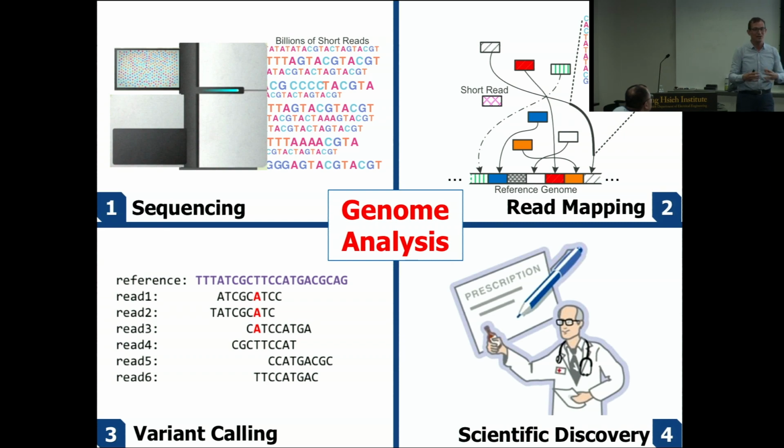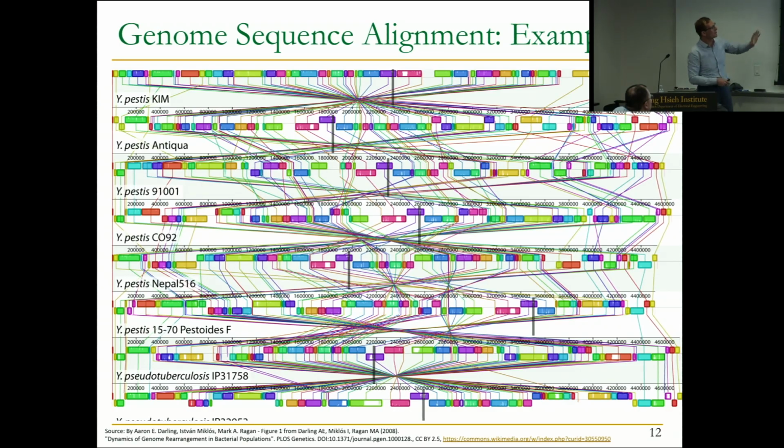Or if I actually apply this drug at this critical moment, will it actually affect this patient in a good way or a bad way? That could be one example. And this could also lead to scientific discovery. But we're really bottlenecked at this point right now. So this is one example of sequence alignment.